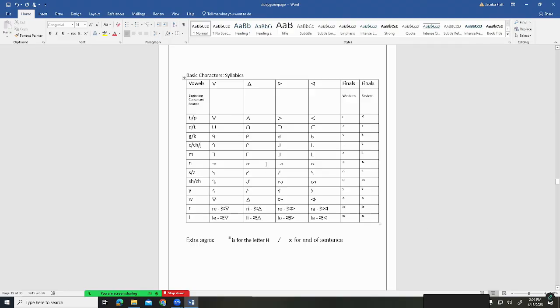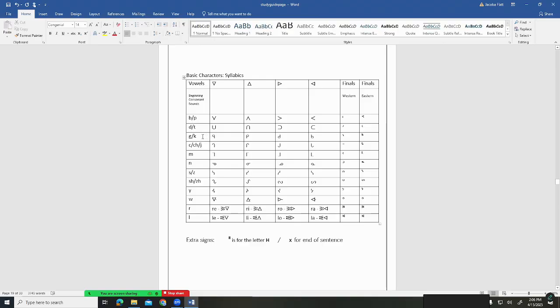In the syllabics chart, we'll start from the beginning and work our way down. The first one is A, E, O, A. And on the consonant sounds, we have B and P. So Be, Bi, Bo, Ba. And the next one is D, T. So De, Di, Do, Da.